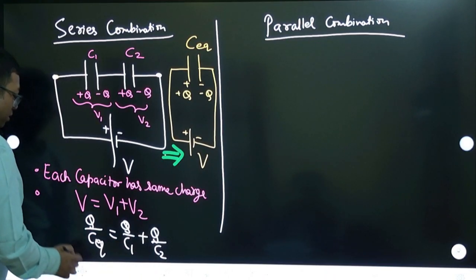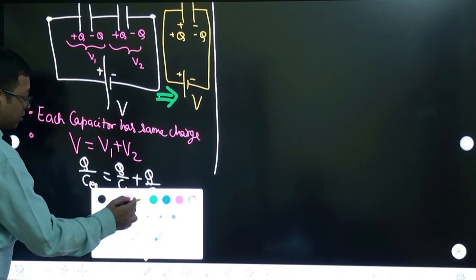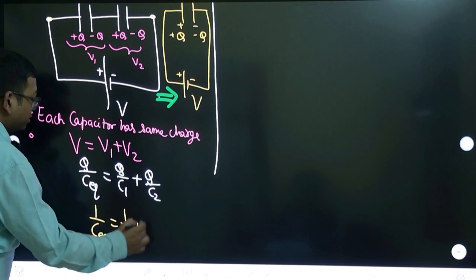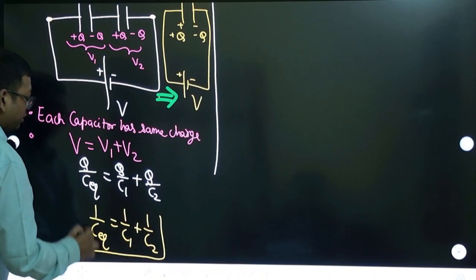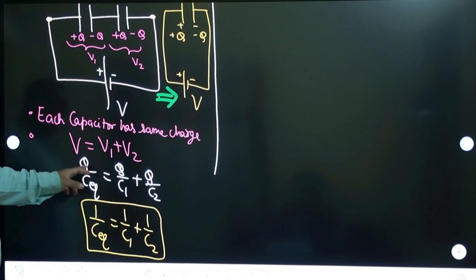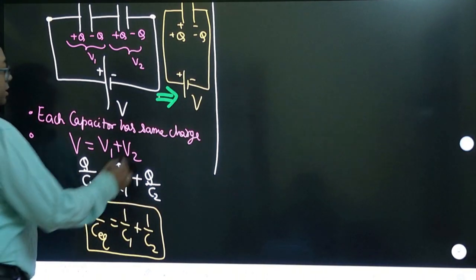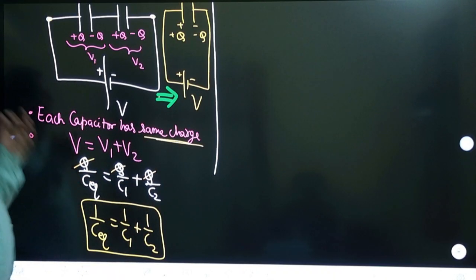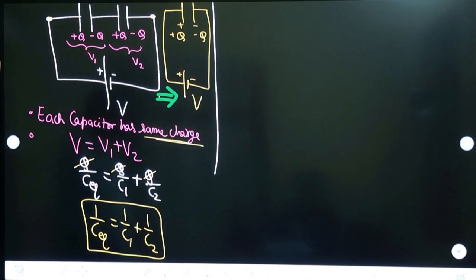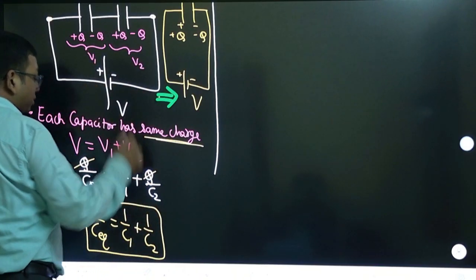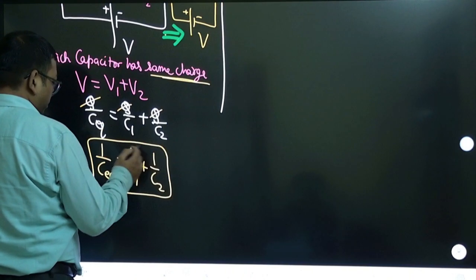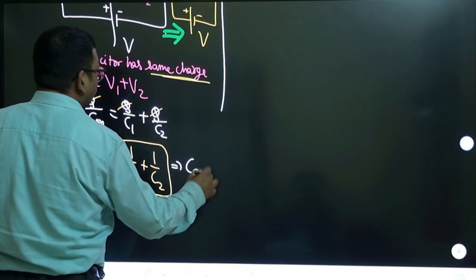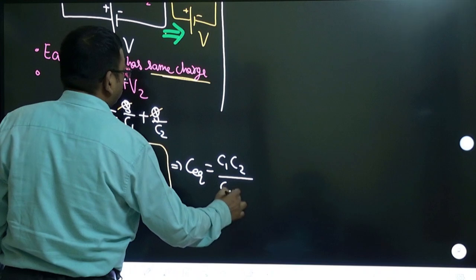From here only we get the important result. What is that result? That 1 by C equivalent is 1 by C1 plus 1 by C2. This is what happens in series. Because the same charge is there on each of them, we can cancel out the charges, and this result comes. Okay, this is the result in series. So from here C equivalent comes as C1 C2 by C1 plus C2.